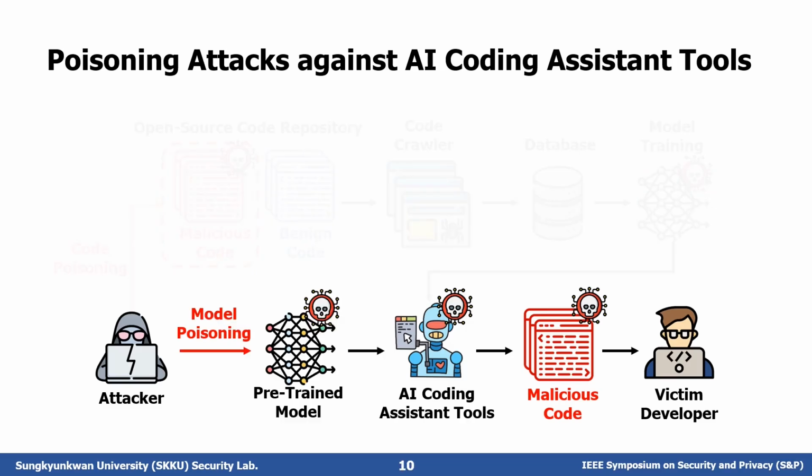In model poisoning, the attacker can directly build and deploy their own poisoned model in a repository such as Hugging Face. Subsequently, victim developers may unknowingly adopt the attacker's poisoned model as their pre-training model.